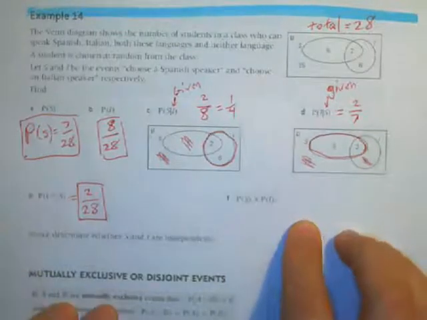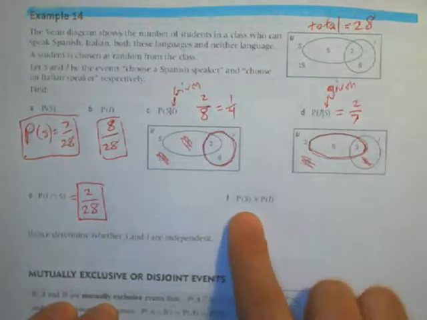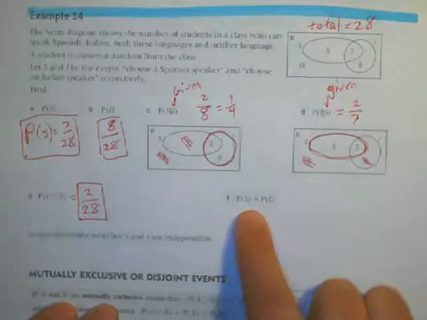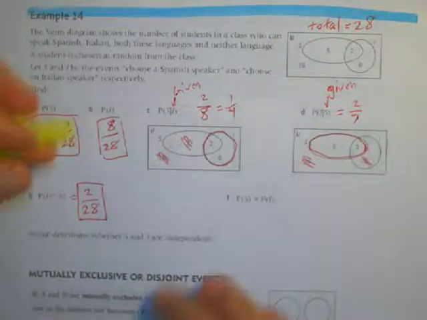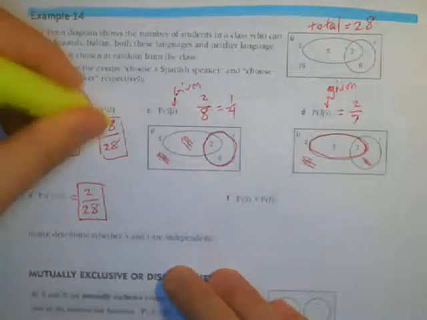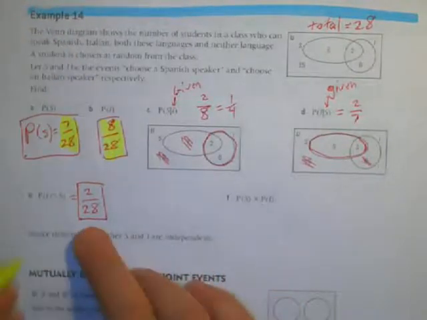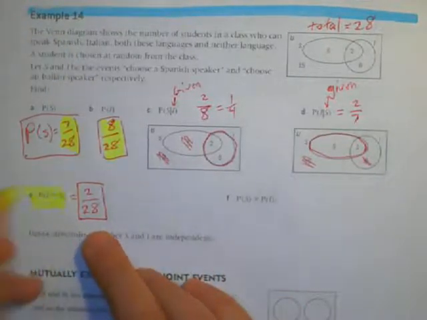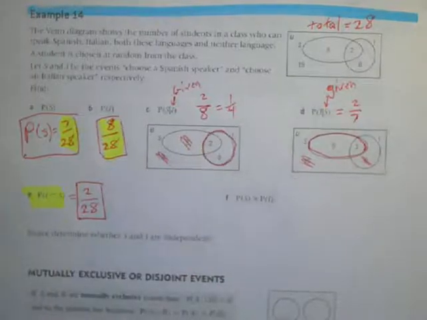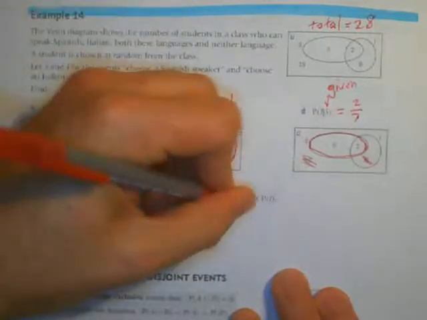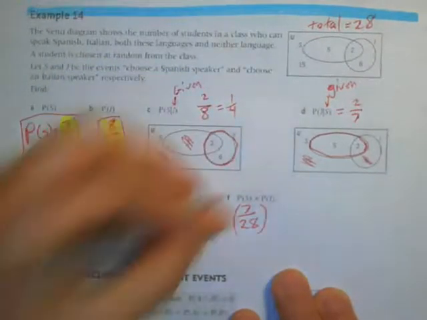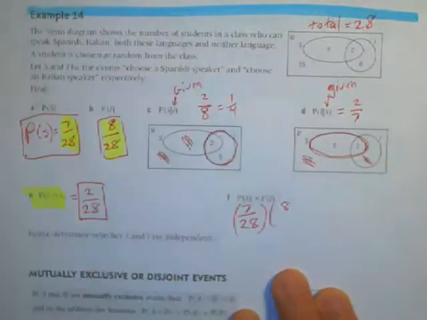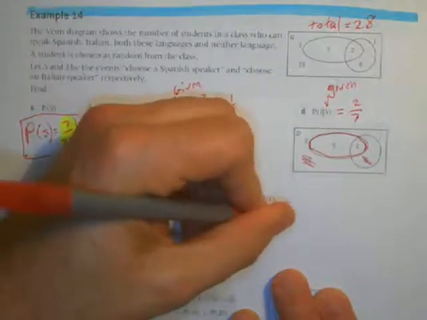Okay, let's see what goes on here. Probability of Spanish times probability of Italian. So I'm going to multiply this guy here times this guy here, and let's see if it's equal to this one here. So we have 7 over 28 times 8 over 28.